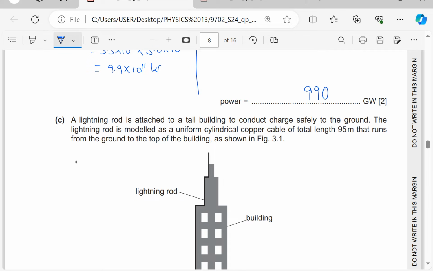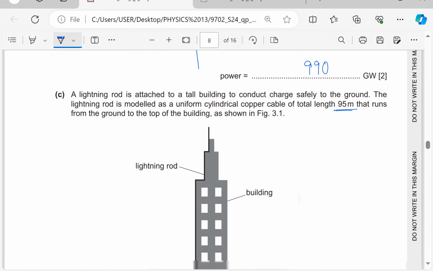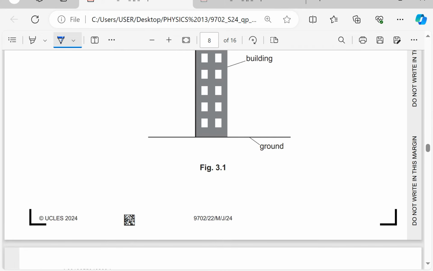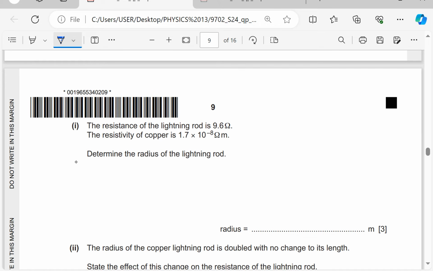Lightning rod. A lightning rod is attached to a tall building to conduct charge safely to the ground. The lightning rod is modeled as a uniform cylindrical copper cable of total length 95.5 meters and runs from the ground to the top of the building as shown. The resistance of the lightning rod is 9.6 ohms.